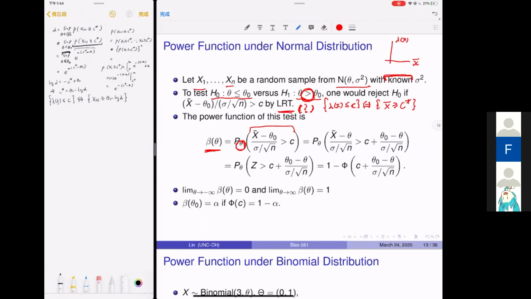Right here, keep in mind it's not theta not, because theta could be any point in the parameter space. So the true theta becomes theta right here. It's not theta not. So when you do your normalization, you subtract the true theta, then divide by the standard deviation right here.